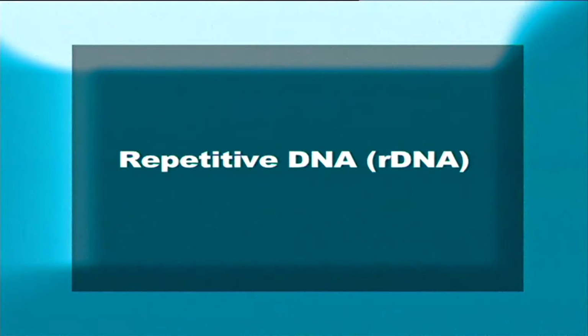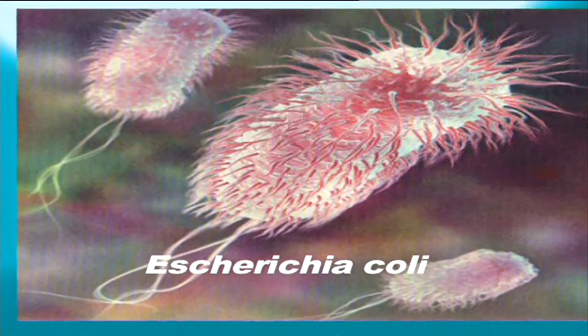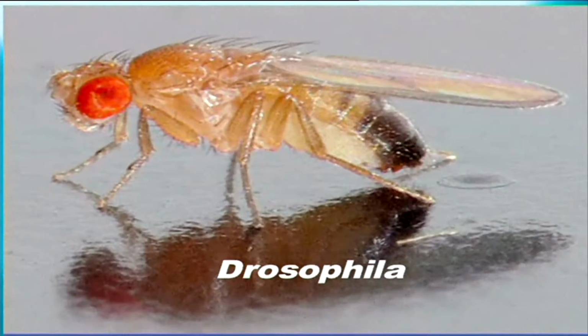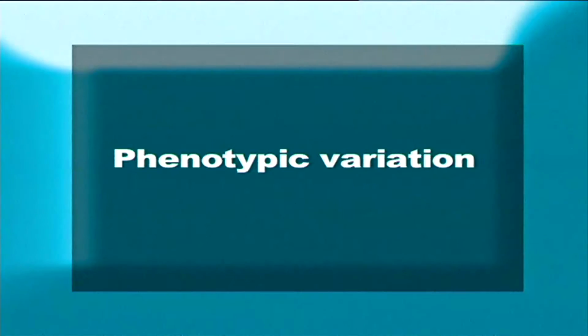Collectively, such DNA is called repetitive DNA or rDNA, and the general phenomenon is called gene redundancy. For example, in the common intestinal bacterium E. coli, about 0.4% of the haploid genome consists of repetitive DNA. This is equivalent to 5 to 10 copies of the gene. In Drosophila, 0.3% of the haploid genome, equivalent to 130 copies, consists of repetitive DNA. Number two, phenotypic variation.